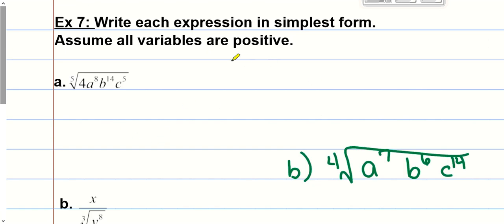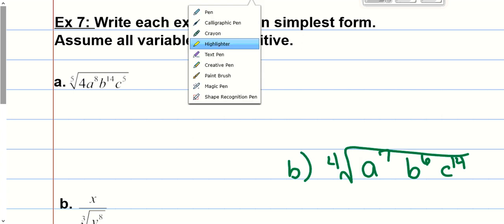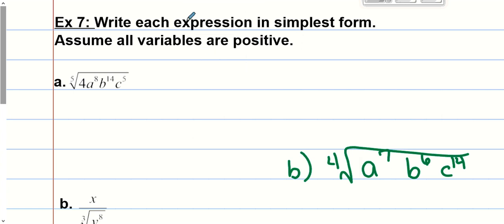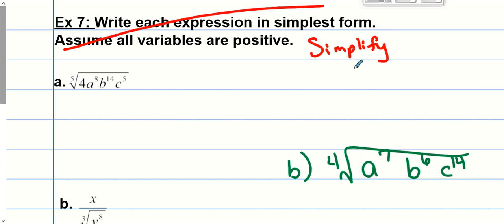Now then, we have an example 7. Write each expression in simplest form. Assume all variables are positive. When you see all of that, just think simplify. Simplify, simplify, simplify. That's what we're looking at.